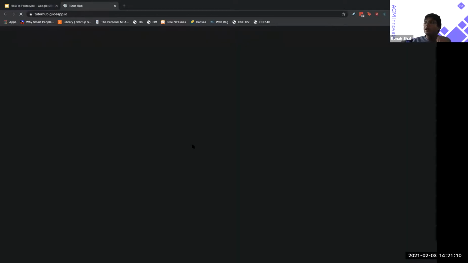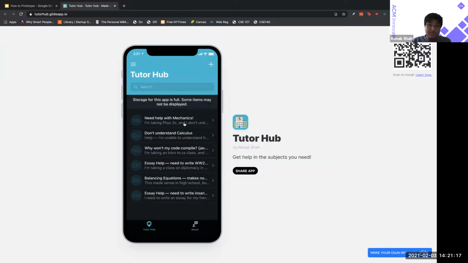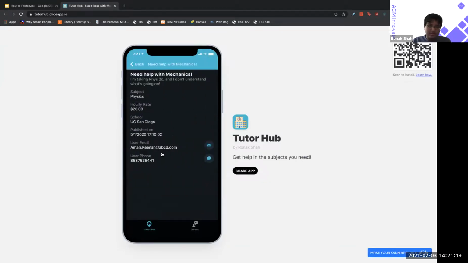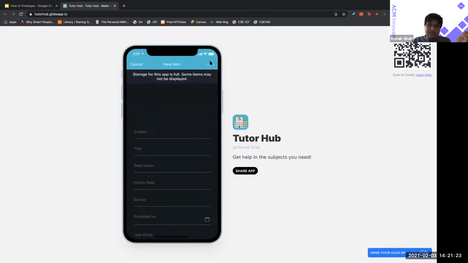What's cool is you can just test it out. This thing is very simple, and all it is basically is a spreadsheet. You can see people are posting things like this. You can reach out to them. You can make listings, I believe, with this button here.